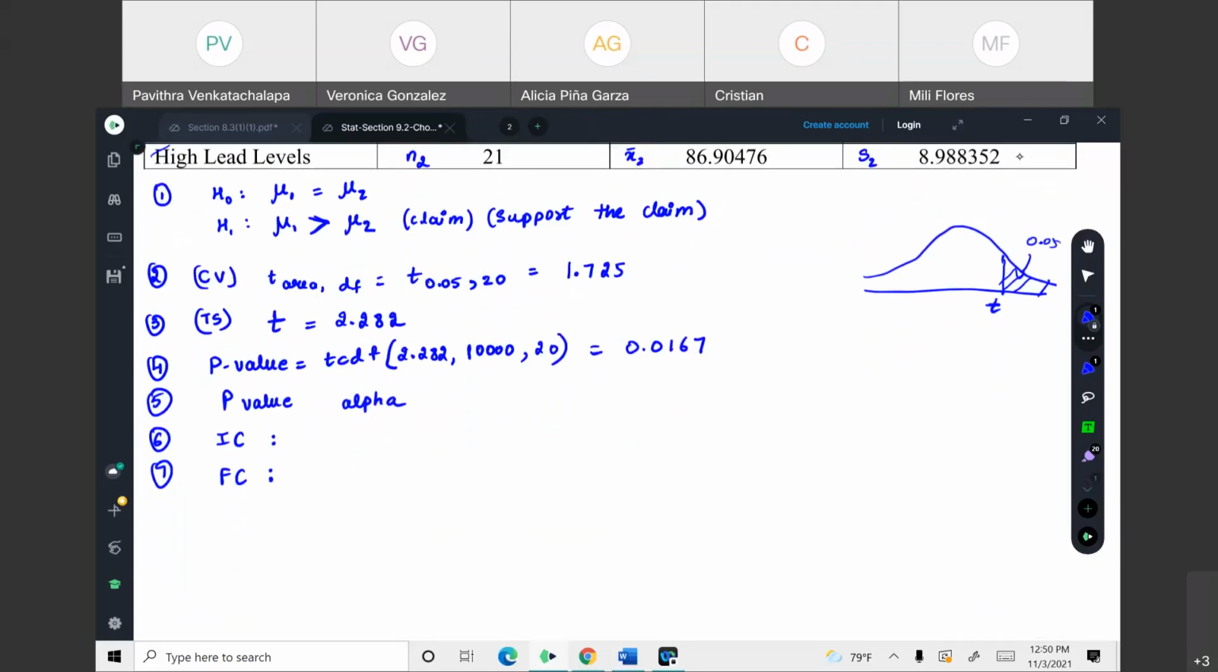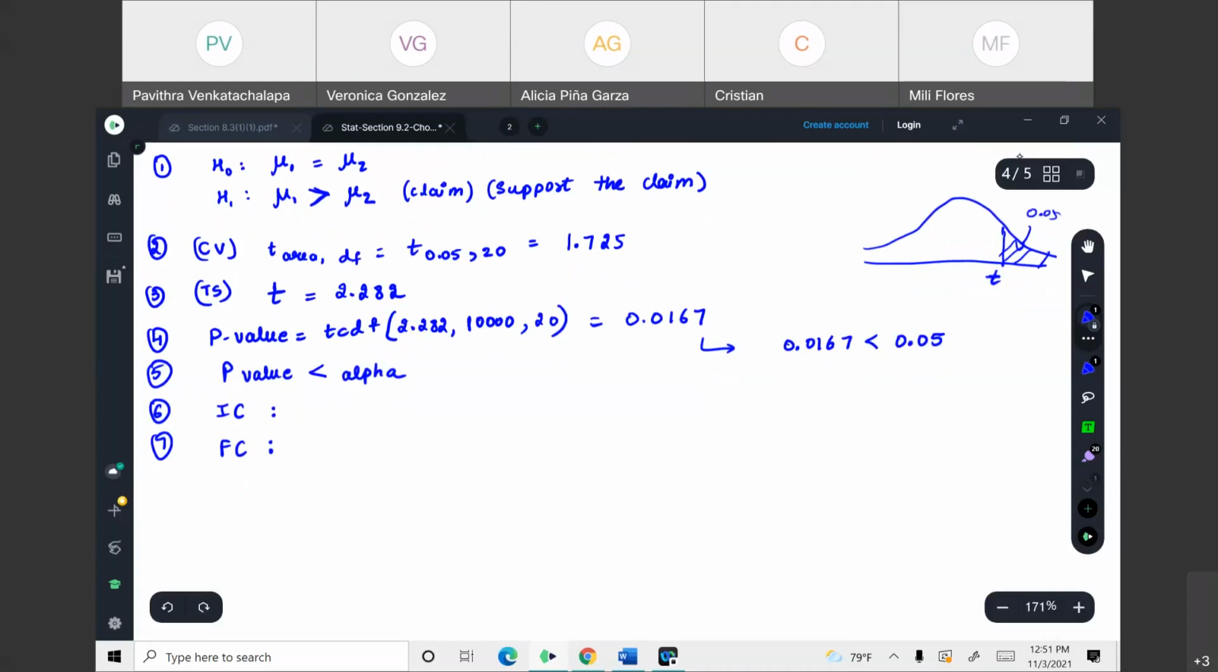Now you have the p-value, you have alpha, which is 0.05. So when you compare 0.0167 with 0.05, p-value is less than alpha. So you give p-value less than alpha here. So what is the initial conclusion? Reject H naught.